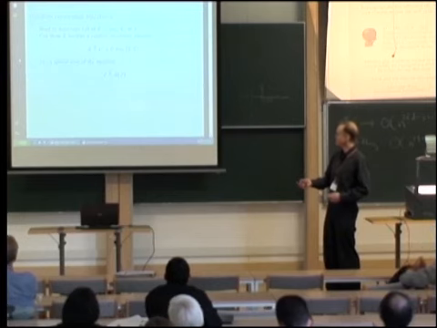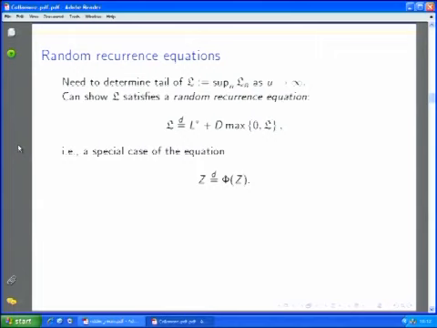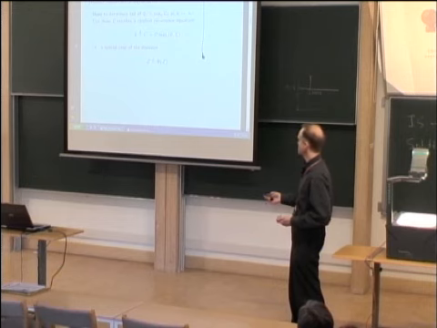So that means that to understand the random variable script L, we can write this as being equal in distribution to a function of the unknown random variable script L. So in other words, we have a special case of the general equation where we have a random variable Z, which is unknown, which is equal in distribution to a function phi of Z, where phi is a known random function of the unknown variable Z.